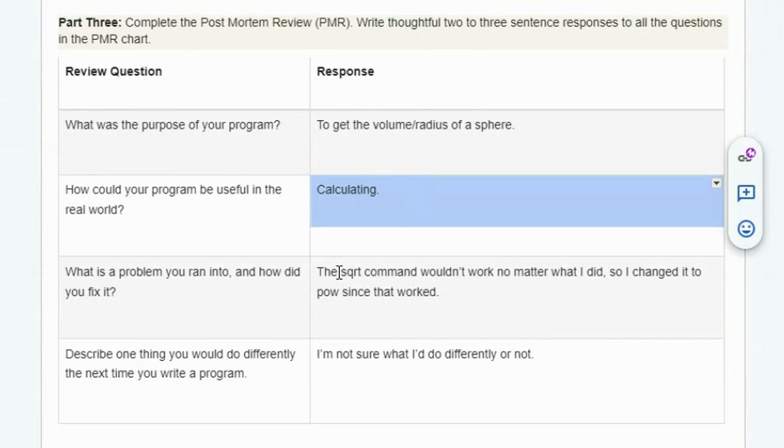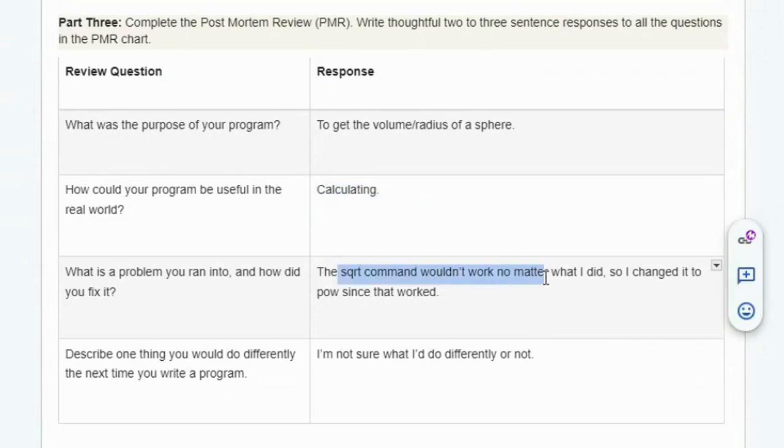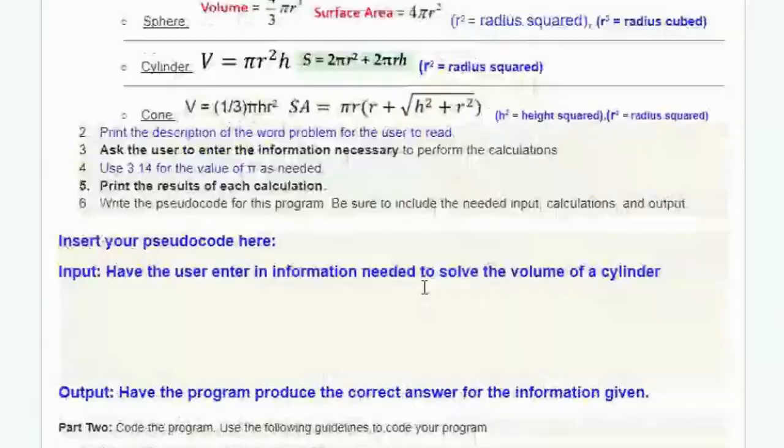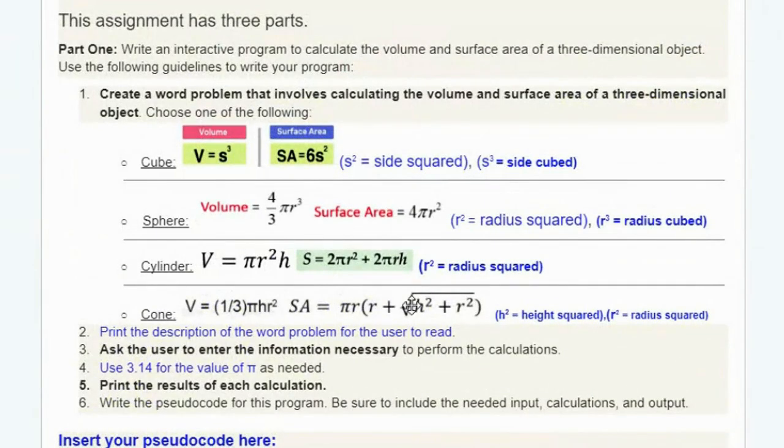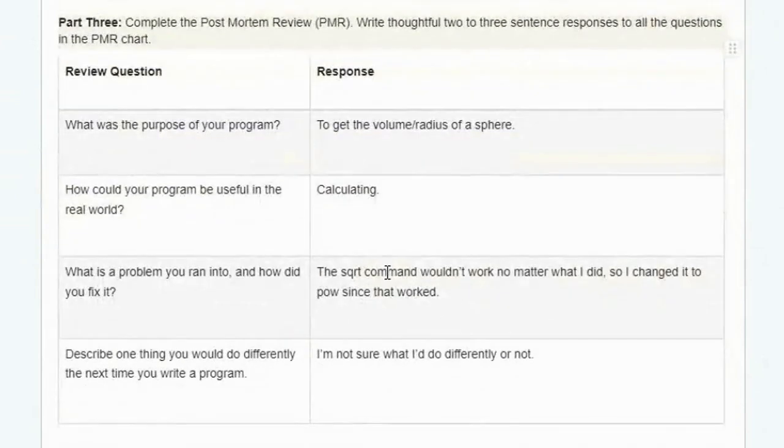It's calculating. The square root command wouldn't work no matter what I did, so I changed it to power. Well, looking at the formulas, the only one that uses square root is the cone, and you never were doing the cone. I don't know if you're doing sphere or cylinder, but neither one of those uses square root. So I don't know what you were doing there, but I'm glad you changed it because you didn't need square root if you're doing a sphere or a cylinder.